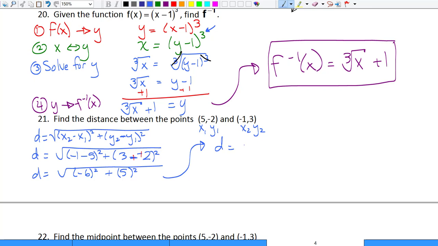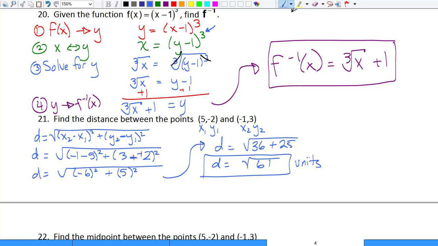So we have the distance is equal to the square root of negative 6 squared. Negative 6 times negative 6 is positive 36, plus 5 squared, which is 25. I'm going to add those two together, and I'm getting 61. So the distance between those two points is the square root of 61 units. Now, the square root of 61 doesn't break down. I mean, if it could, I would have, but it doesn't break down with any perfect squares in there, so we are done with that problem.